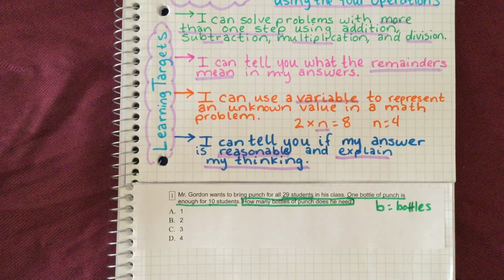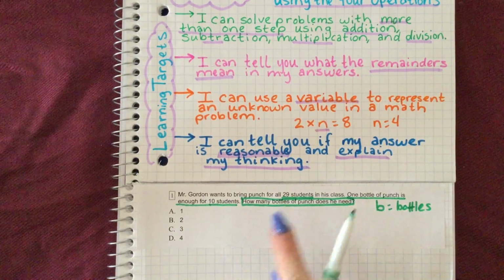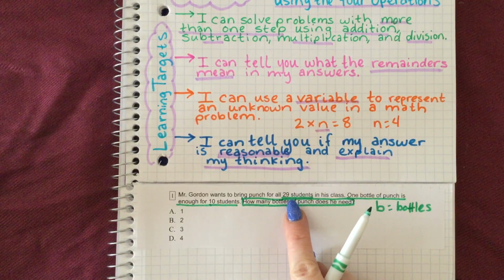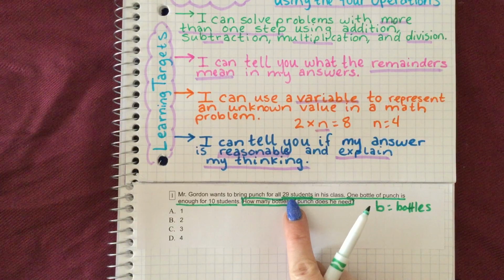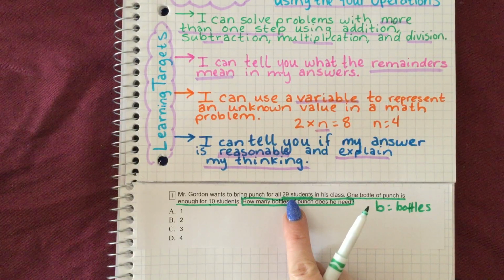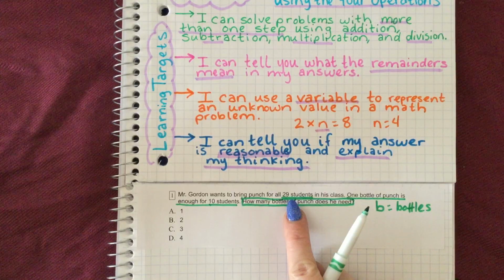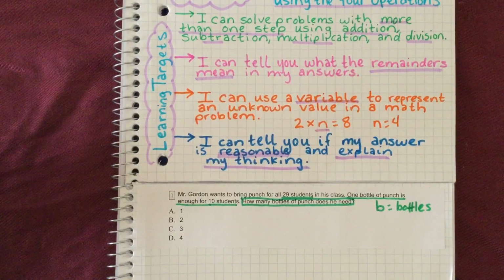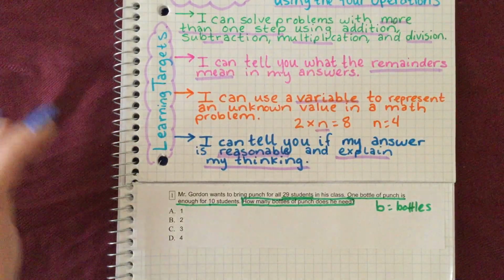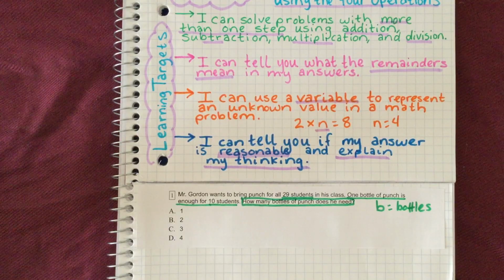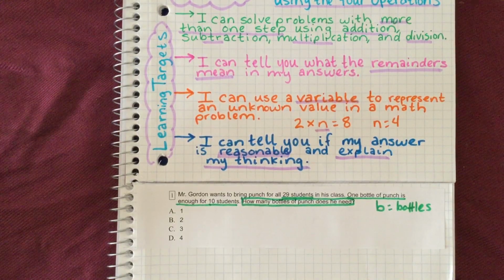All right. So you've probably noticed that we've got 29 students and they are sharing some punch. Remember, when we share, we use division. So we're taking 29 students and we're dividing them by how many bottles of punch he needs. So I want you to think about what you're going to do to solve that.